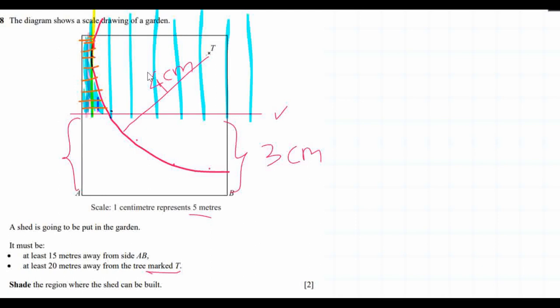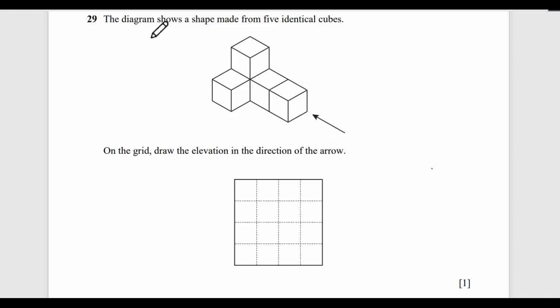Okay, then from here to here, go to here. This is our answer. Next. Alright, question 29. The diagram shows a shape made from 5 identical cubes.